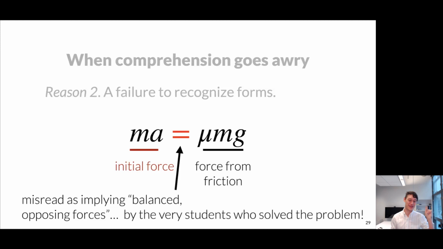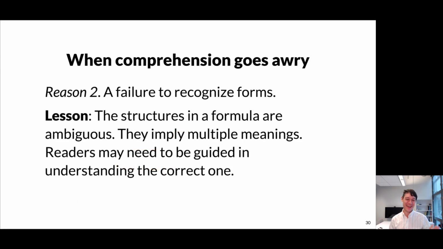And the funny thing is that this particular student had just solved the problems using these formulas and then went back and had this misinterpretation. The lesson that should be taken away from this is that the structures in a formula are ambiguous. The structures in a formula might imply multiple meanings, not just equals means definition, but maybe equals means balance, and so on and so forth. You can think about other ways that pluses and dots and arrows and those kinds of things might have multiple possible meanings in a formula. Readers might need to be guided in understanding the correct meanings that are associated with those structures.